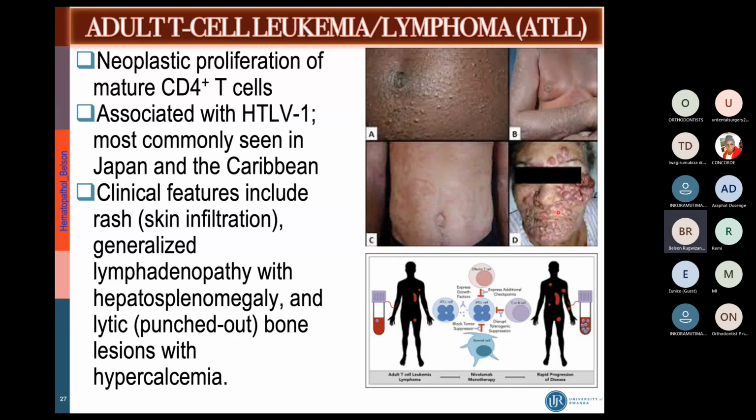So you see here this figure. So they have a generalized lymphadenopathy, lymph nodes everywhere with hepatosplenomegaly and lytic bone lesions with hypercalcemia. So this lytic lesion, we see them in that disease, multiple myeloma. Infiltration of the bones, so they destroy bone in multiple foci, giving rise to these punched out bone lesions. And then because the bone is destroyed, calcium will be increased in the blood stream.